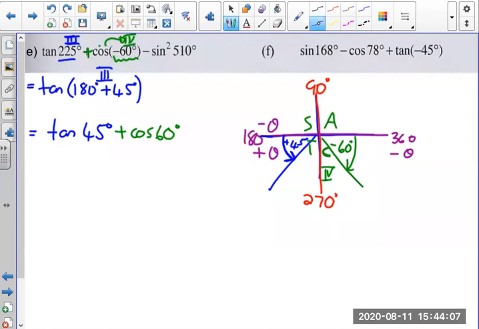And then I'm doing this 510. I don't know where 510 is. So if you have angles larger than 360, what are you going to do with the 510? You're going to subtract 360. So that will give you 150. So sine 510 is the same as sine 150. And now you can say, okay, 150 is in the second quadrant. So I can write 150 as 180 minus 30.